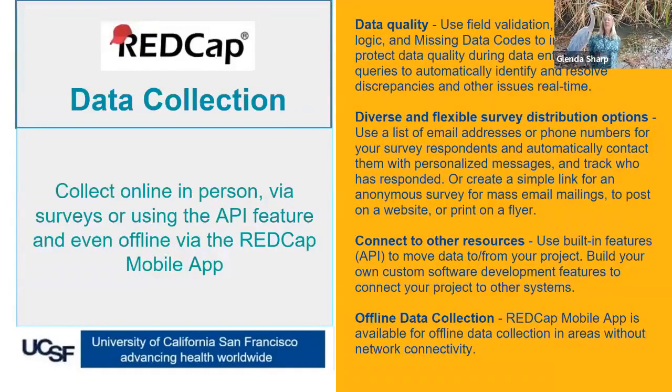So the data quality feature is a whole set of instructions that will run against your collected data and use field validation, branching, skip logic, and missing data codes to improve and protect data quality during data entry. Open data queries automatically identify and resolve discrepancies and other issues in real time.